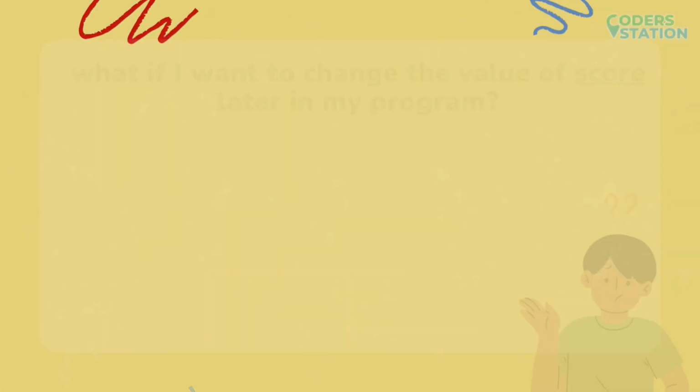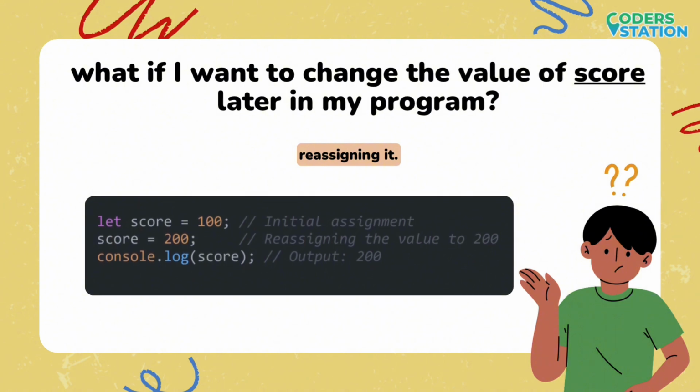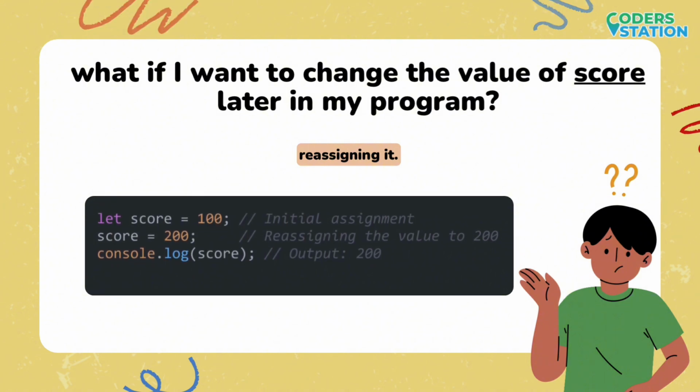What if I want to change the value of score later in my program? Great question. You can change the value of a variable simply by reassigning it. For example, you can do score is equal to 200 to change it from 100 to 200.